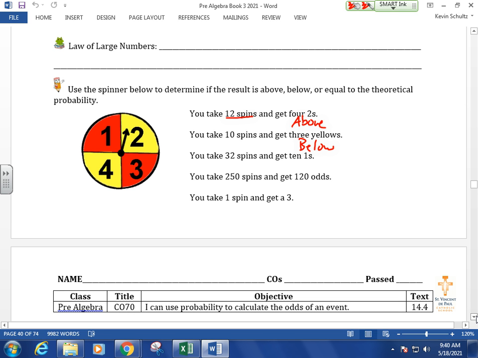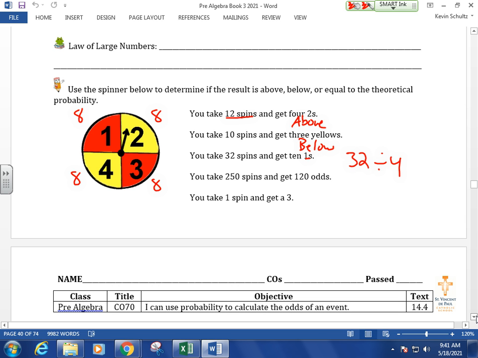You take 32 spins and get 10 ones. Ooh, boy. In 32 spins, again looking at numbers, so now we're back to 4 sections. In 32 spins, how many of each number should you get? 32 spins divided by 4 options. Connor? 8. You should get 8, right? It's the total divided by how many options there are. You should get 8 of them. 8, 8, 8, and 8 make 32.